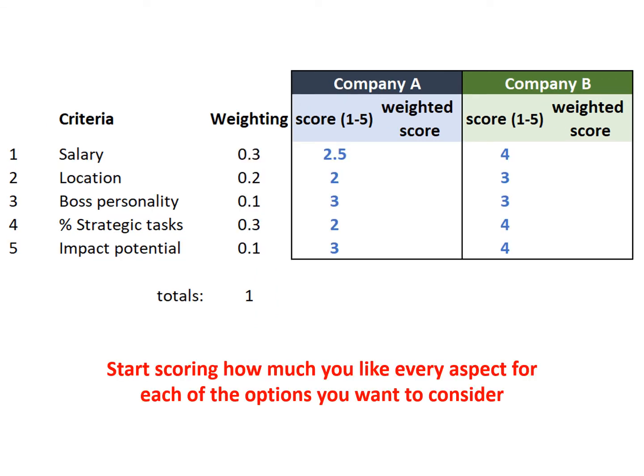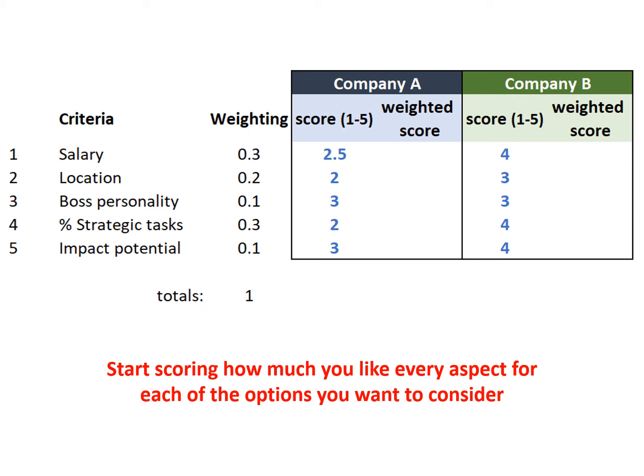The next step is scoring from 1 to 5 all those aspects or criteria for company A and for company B. A 1 would be terrible, I hate it, and a score of 5 would be I love it, it's excellent. In this case, on salary, Jack has scored company A 2.5 and company B 4. So we can assume that company B offered him a higher salary. On location, he's given a 2 to company A and a 3 to company B. So again, we can assume that B is a little closer to his home. Not much, just a 1-point difference.